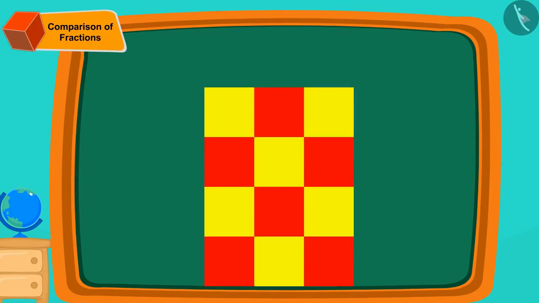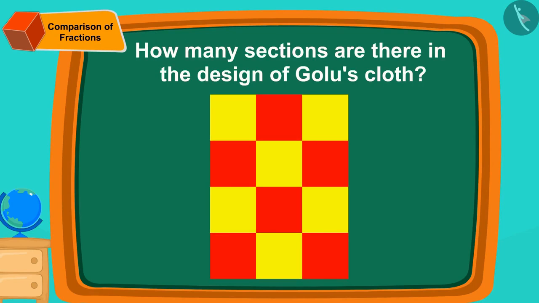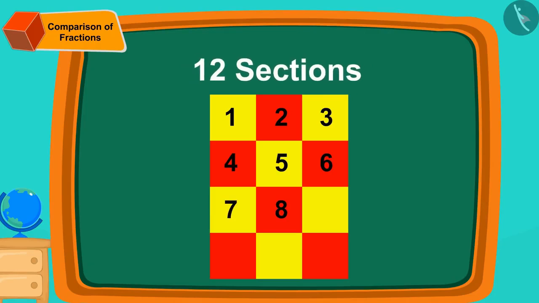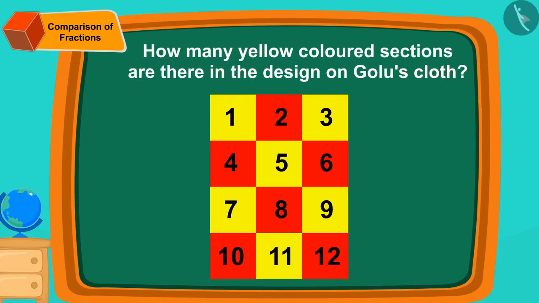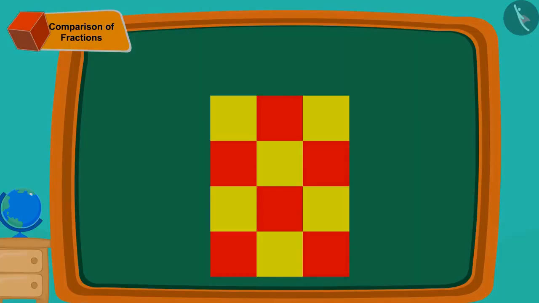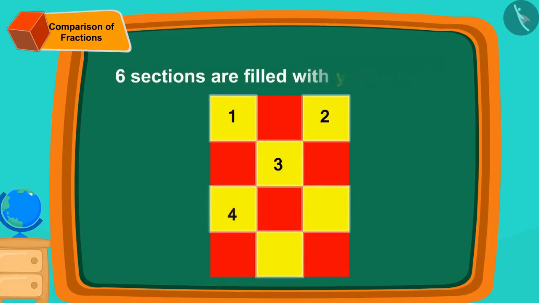Children, can you tell how many sections are there in the design of Golu's cloth? Yes, 12 sections. Now can you tell how many yellow colored sections are there in the design on Golu's cloth? If you wish to, you can stop the video and find the answer. Yes, in Golu's design, 6 sections are filled with yellow color.